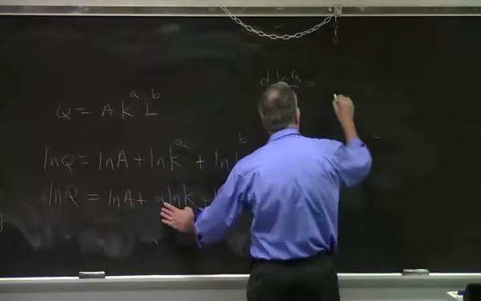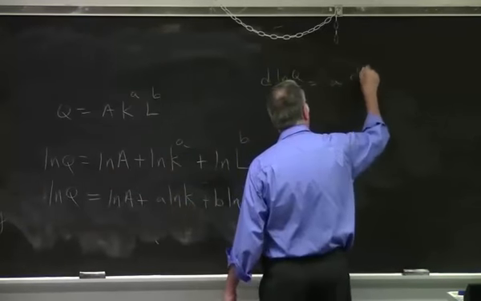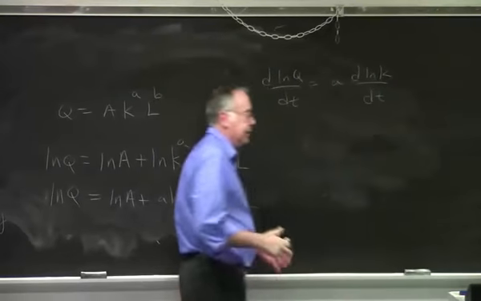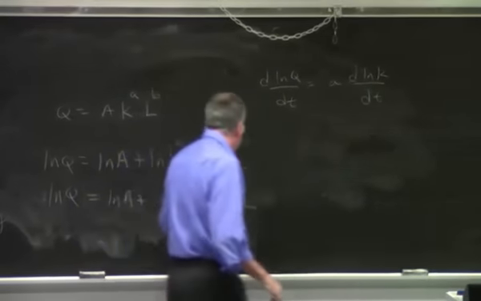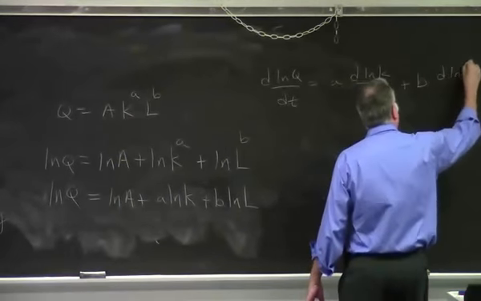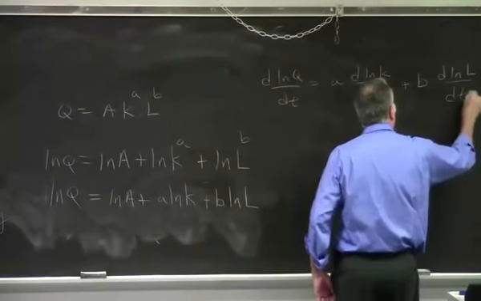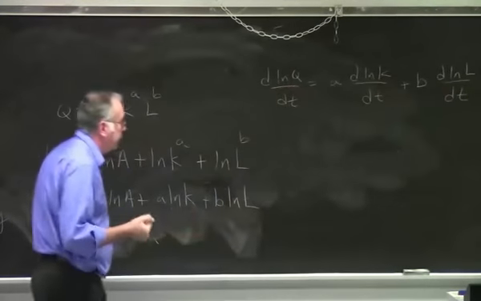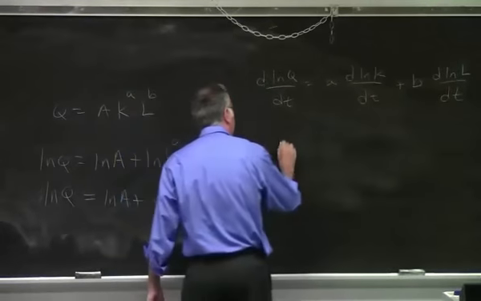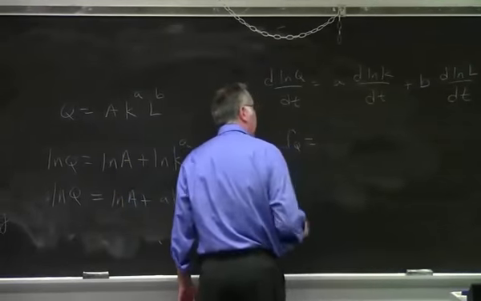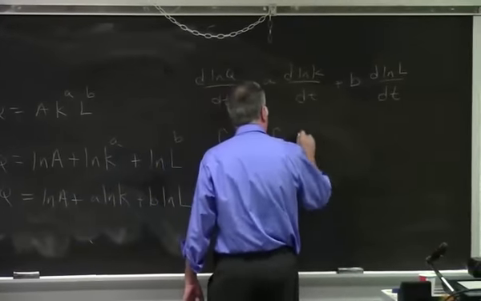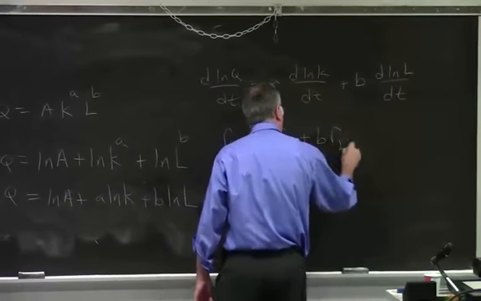But then you get little a times the derivative of log K with respect to time. We're assuming K is a function of time here. Plus b times d log L dt. And there you have it. This, by definition, is the growth rate in output. So the growth rate in output is just little a times the growth rate in capital plus little b times the growth rate of labor.